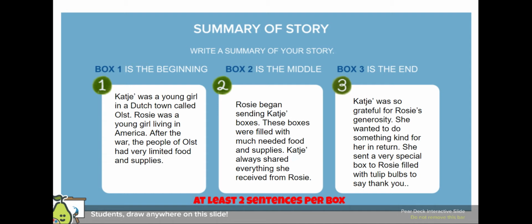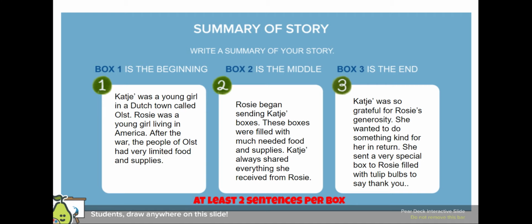Katja was so extremely grateful and thankful for Rosie's supplies, but she really wanted to do something in return. And they didn't have much, but one thing they do have in Holland are tulips and tulip bulbs. And so that was what Katja sent to Rosie in the end as a thank you. So that was my summary for Boxes for Katja.